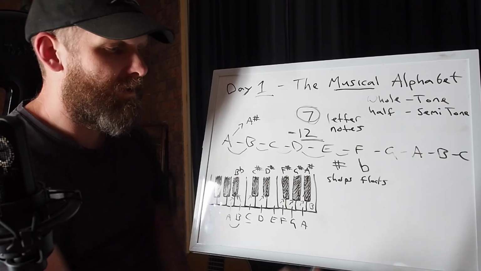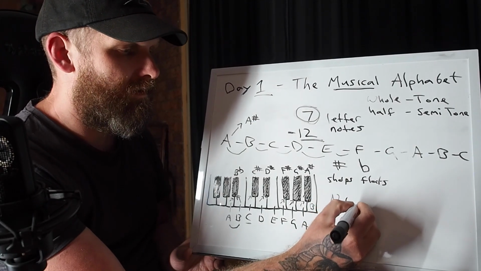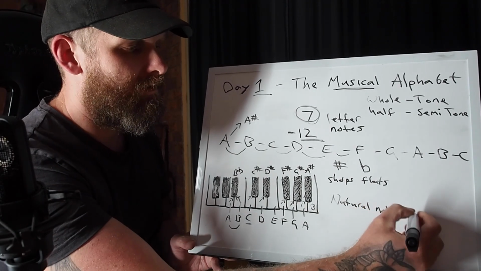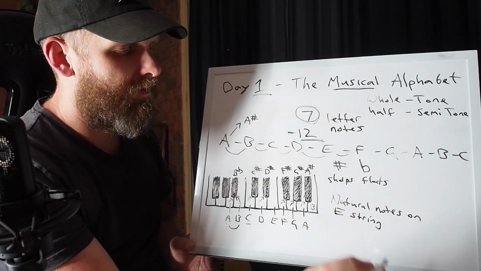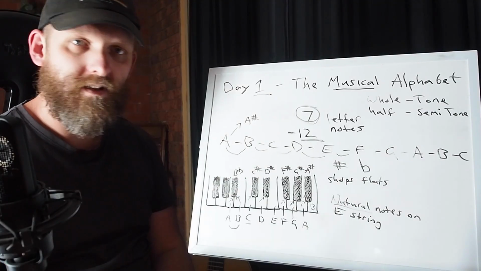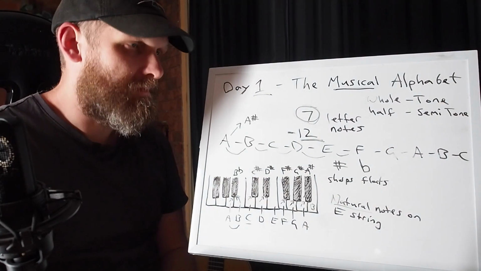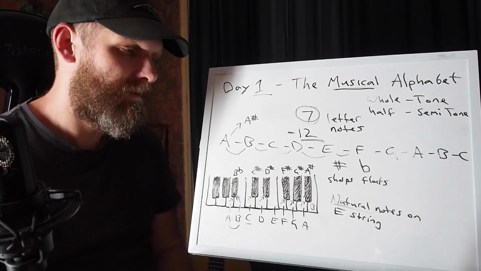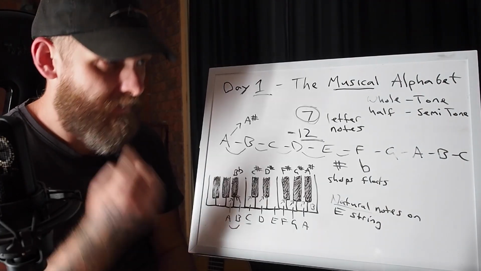So we're going to pull out the guitar. We're going to do natural notes on E string. So natural just refers to these letters A, B, C, D, E, F, G. Okay? So no sharps, no flats. And you have your first piece of homework, which is just to do the natural notes on the E string.